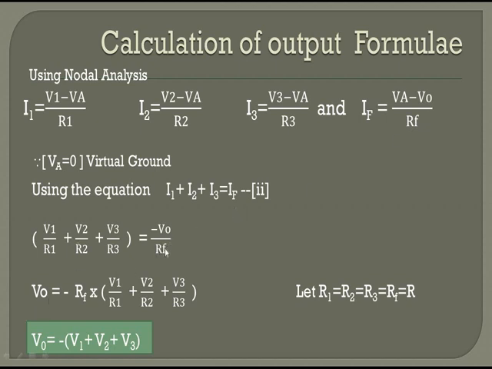So rearrange the equation, take RF to the opposite side, then V0 equals minus RF into V1 upon R1 plus V2 upon R2 plus V3 upon R3. Suppose we consider that R1 equals R2 equals R3 equals RF equals R. So all the values are R, then R multiplied by V1 upon R plus V2 upon R plus V3 upon R. Take R common, then R upon R is cancelled. So the output equation is minus V1 plus V2 plus V3. So you can find the output voltage of the adder by using this equation also.